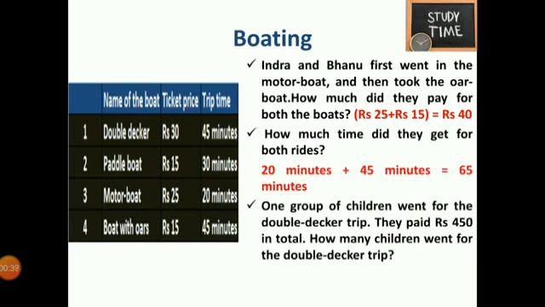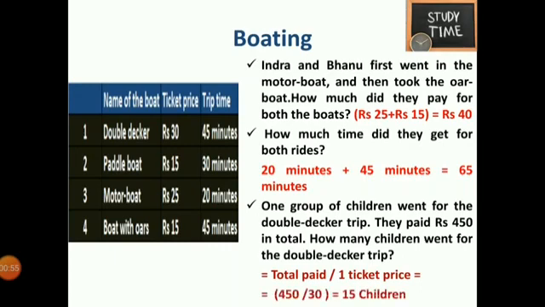One group of children went for the double-decker trip. They paid rupees 450 in total. How many children went for the double-decker trip? So the first one is double-decker. 450 total paid divided by one ticket price. 450 divided by 30. The answer is 15 children. Next.